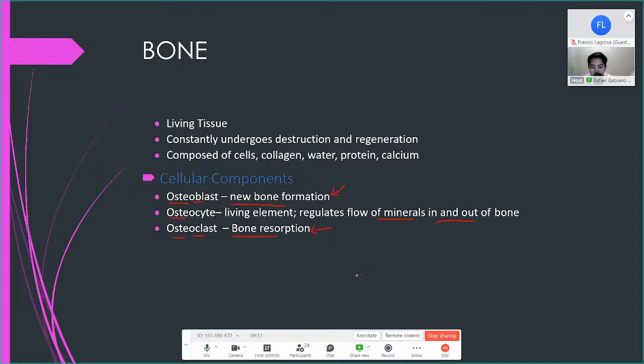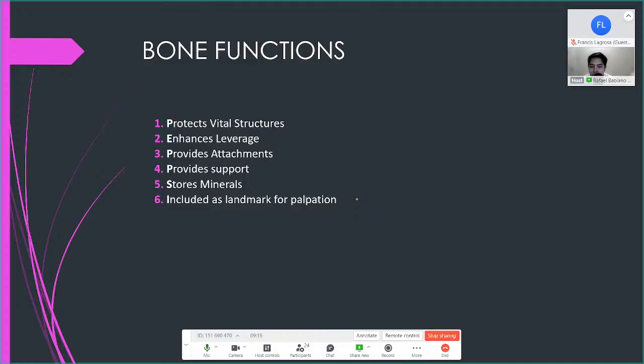So yeah, those are the three cells. Then we have the functions of our bone. Just like your integumentary system, our bones also have their functions. There's a code, PEPSI, with a double P. So first, it protects vital structures.